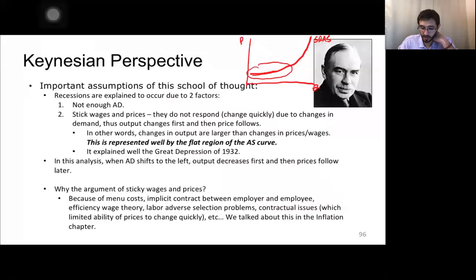Now remember, the economy is going to be where short-run aggregate supply meets aggregate demand. So that means if aggregate demand is meeting with that curve where it's still flat, then maybe it's characterizing a situation of the economy that matches more of the Keynesian perspective. Okay, and that's extremely valid given the methodology.